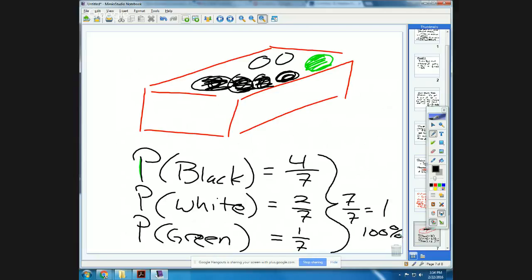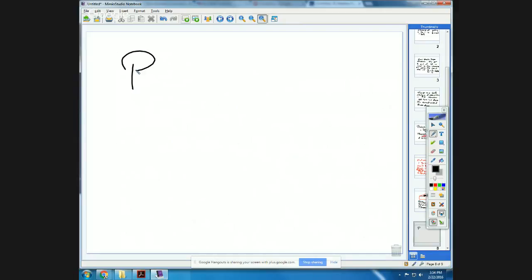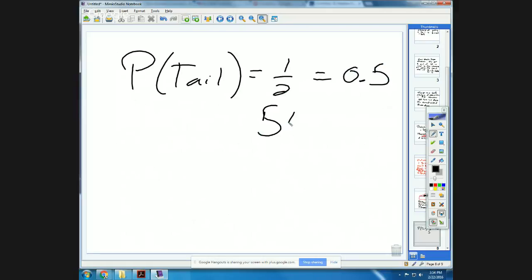Doesn't matter whether you're talking about it as decimals or percents or fractions. We can talk about it either way. Sometimes it's easier to talk in fractions, like 4 sevenths. Sometimes the fraction is easy as a decimal. 1/2 as a decimal is 0.5, right? So when we were flipping a coin, the probability of getting a tail was 1 out of 2, which is 0.5, or we could say it was 50%. Those are the common ways of talking about it.